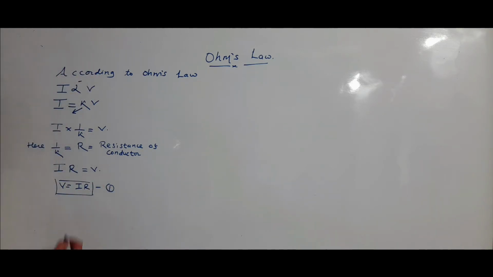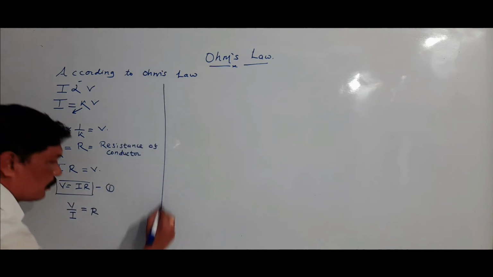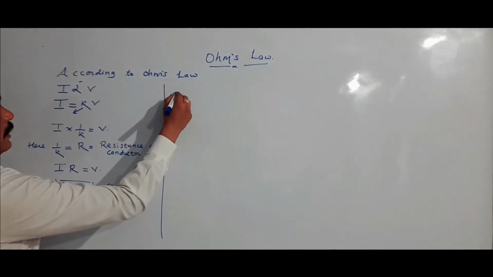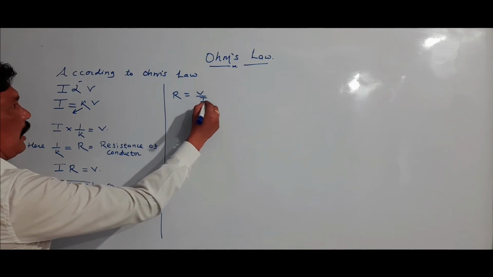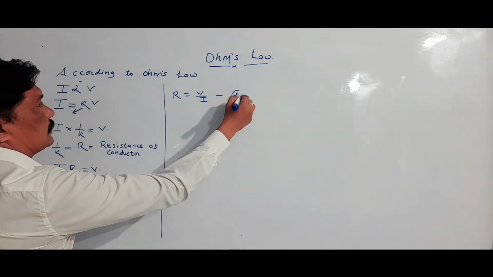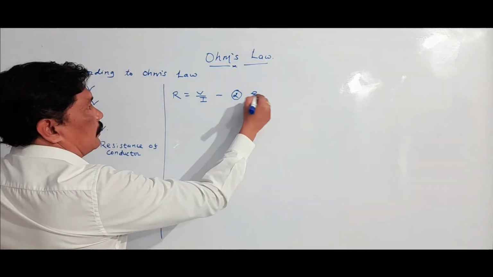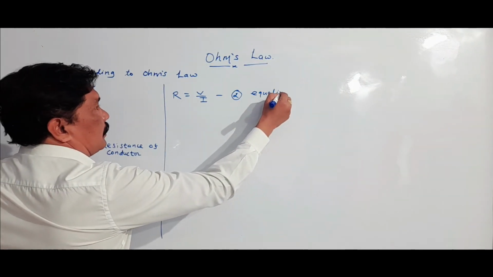Now, my dear student, from this mathematical expression, we can also find out the value of R. So, R is equal to V by I. We can write R is equal to V by I as the second equation.